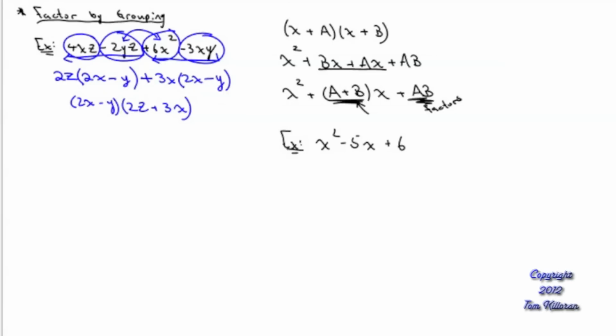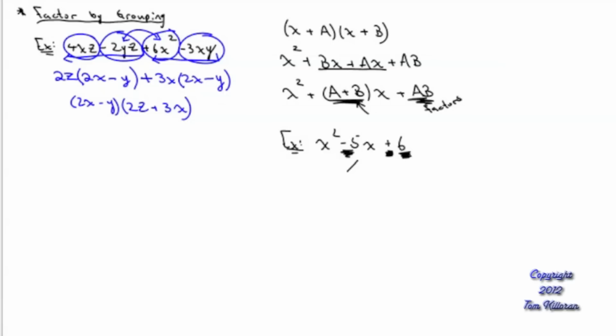So this is going to read factors of 6 that add up to negative 5. Is it 6 and 1? It's 1 and negative 6? It can't be 6 and 1 because to get to 5, you have to subtract, and I said add. So it has to be 2 and 3.